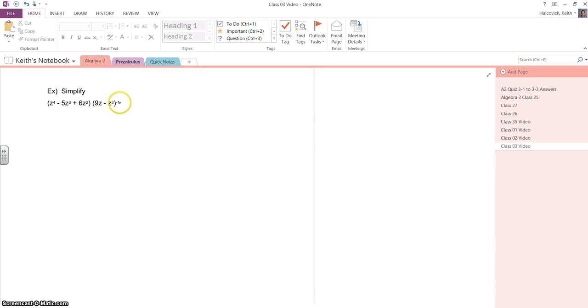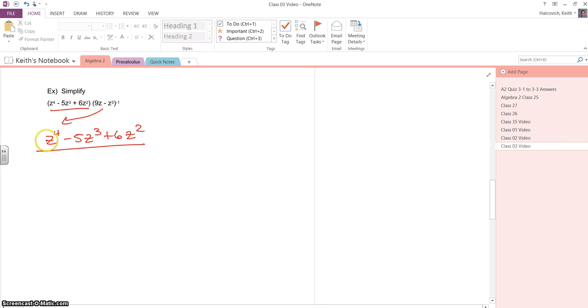When you raise something to negative first power, that means it goes to the bottom of the fraction. So you have z to the fourth minus 5z to the third plus 6z squared over 9z minus z to the third. So you factor out a common factor of z squared. So it's z squared minus 5z plus 6 over, in this case, factor out a z, so it's 9 minus z squared.